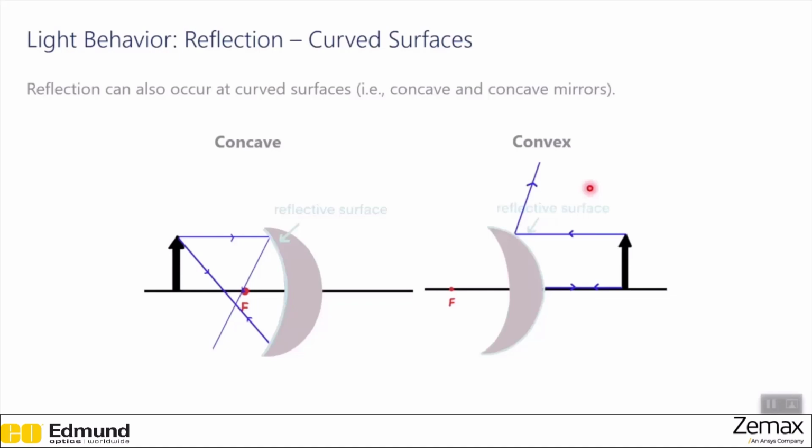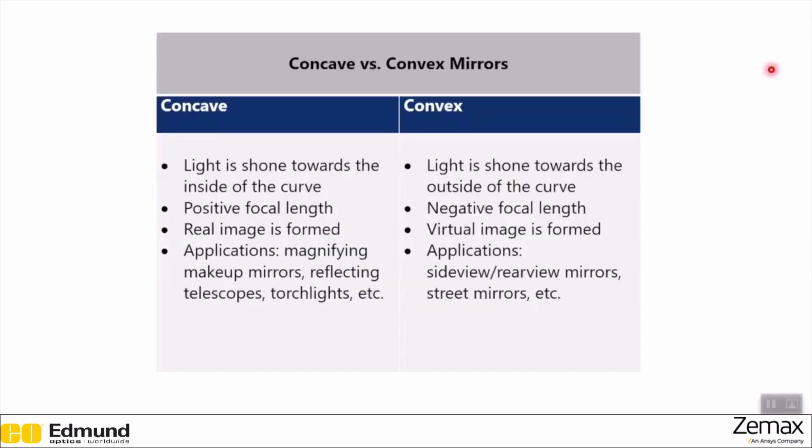A few highlights of the concave and convex mirror. As we can see from the image, the concave mirror will have the reflective surface on the inner side of the curve, while the convex mirror will have the reflective surface on the outside of the curve. A quick comparison of the convex versus concave mirrors.